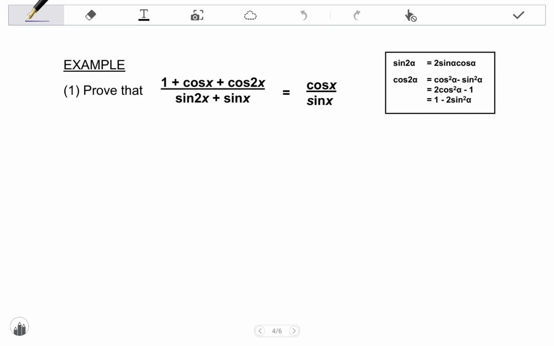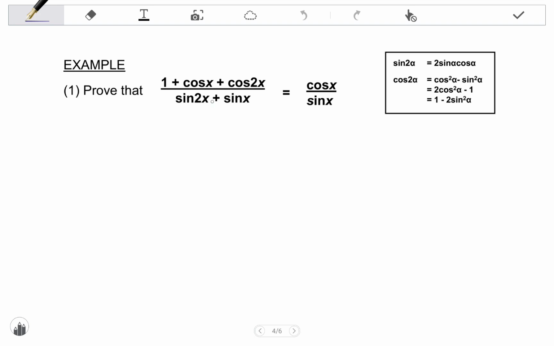Now, we are going to work through 3 examples of proving different identities. So the first example says, prove that 1 plus cos x plus cos 2x over sine 2x plus sine x is equal to cos x over sine x.